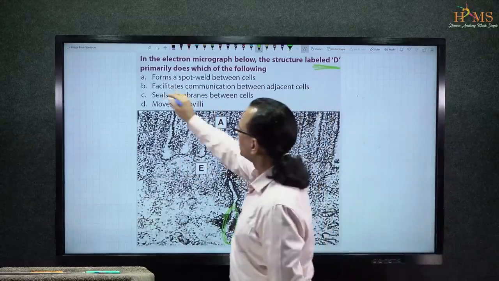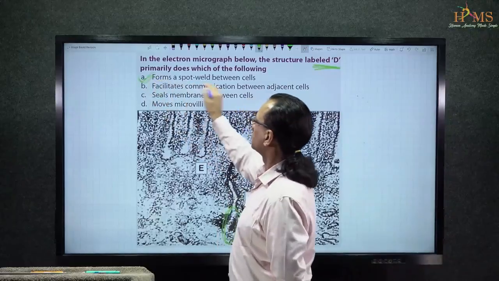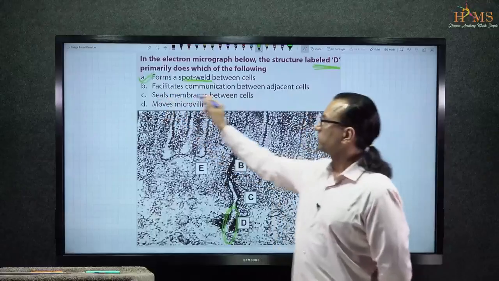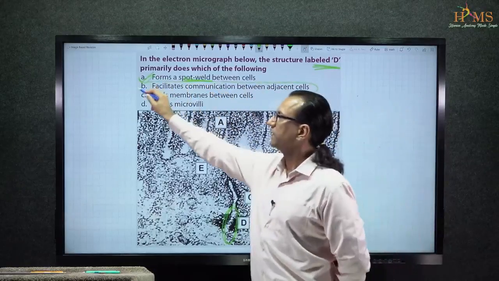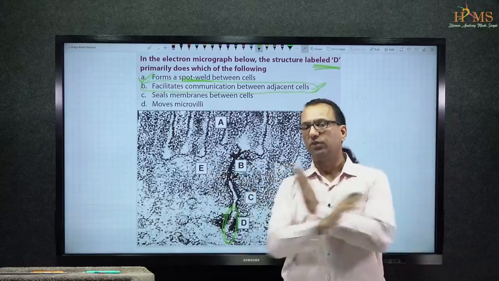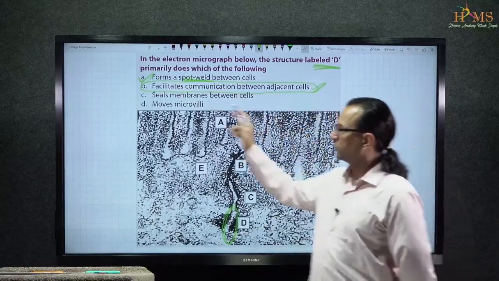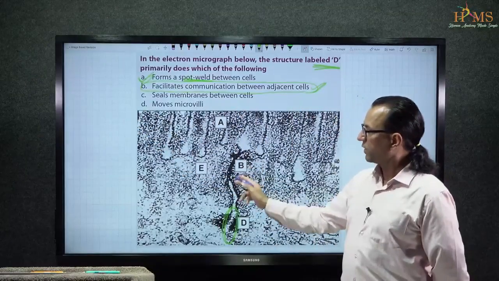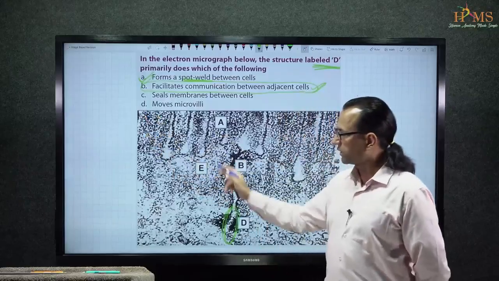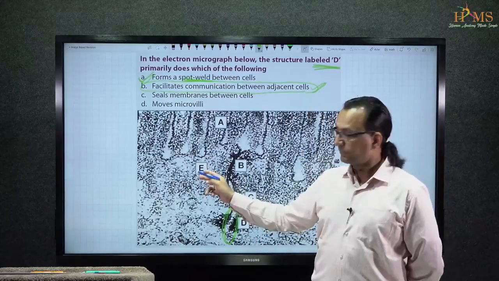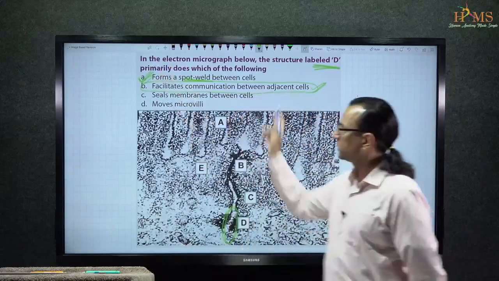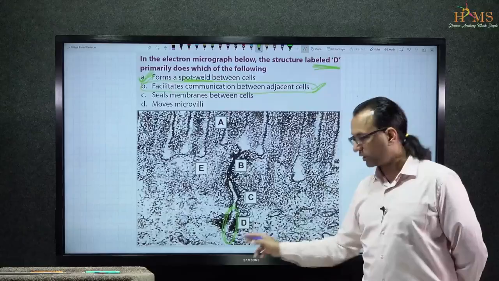But here we'll keep our answer as choice number A, the spot welding or the desmosome or macula adherens. Choice number B, which is not evident in this diagram, will be the gap junction, which is between the two cells allowing free exchange of molecules. When it comes to C, it's the membrane, that will be the zona occludens or tight junction. And the structure that moves the microvilli will be a centriole system or basal body, marker E. But here at present, we'll keep our answer as choice number A, the desmosomes, marker D.